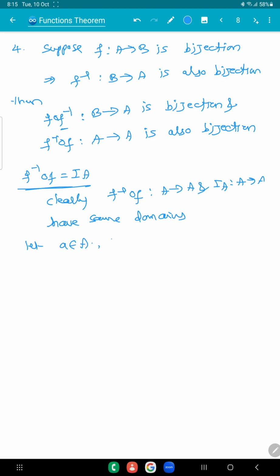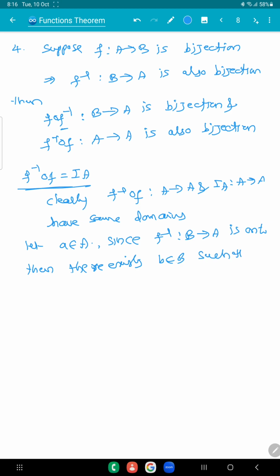Since F inverse from B to A is bijective, I am using only onto. Onto implies that there exists B belongs to B such that F inverse B is equal to A. That implies that F of A is equal to B. This is the key point.